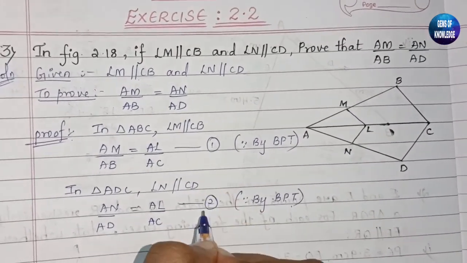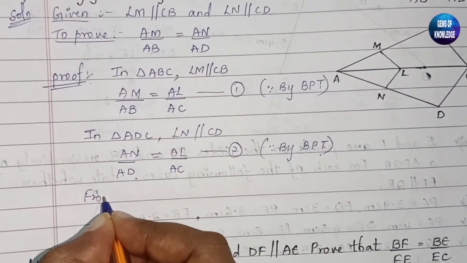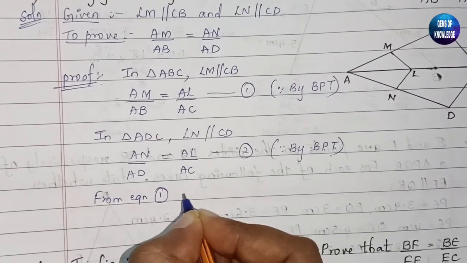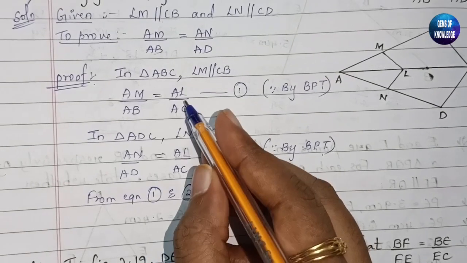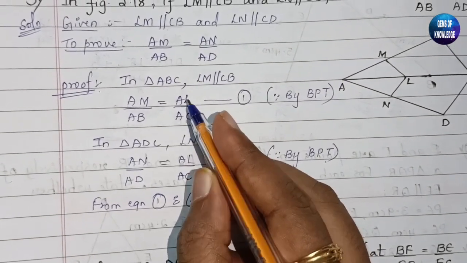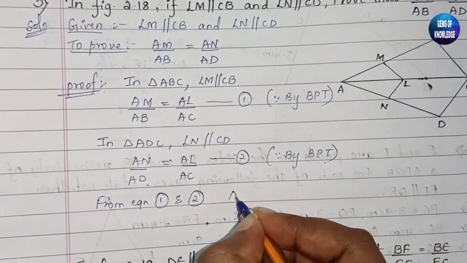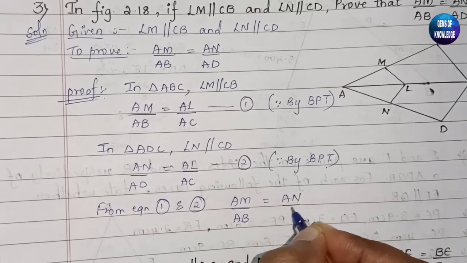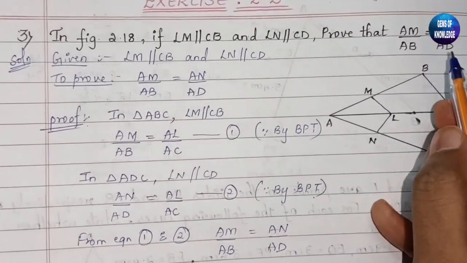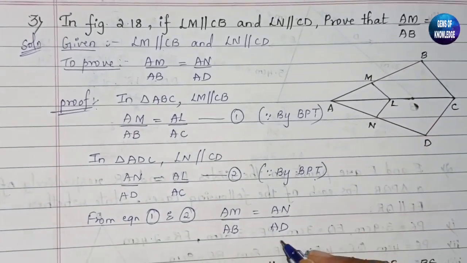Now let us consider equations 1 and 2. As you can see, AL divided by AC appears here and here also. So if both are equal, then we can equate them, that is AM by AB is equal to AN by AD. This is what we needed. You can see AM divided by AB is equal to AN divided by AD. So this is solved.